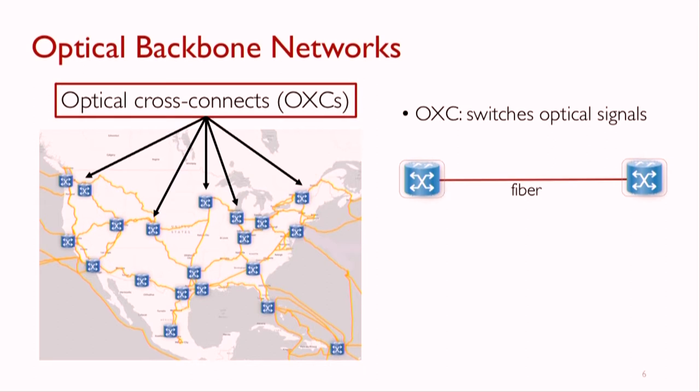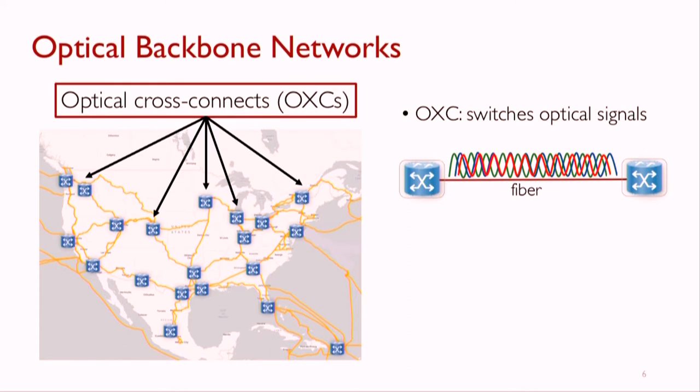The job of these optical cross connects is to connect the layer 3 switches and routers to the underlying fiber and switch optical signals. So I'm going to zoom into one of these pairs of optical cross connects, and you can see there's a fiber that runs between them. On each fiber path, there's a number of wavelengths of light that traverse it.